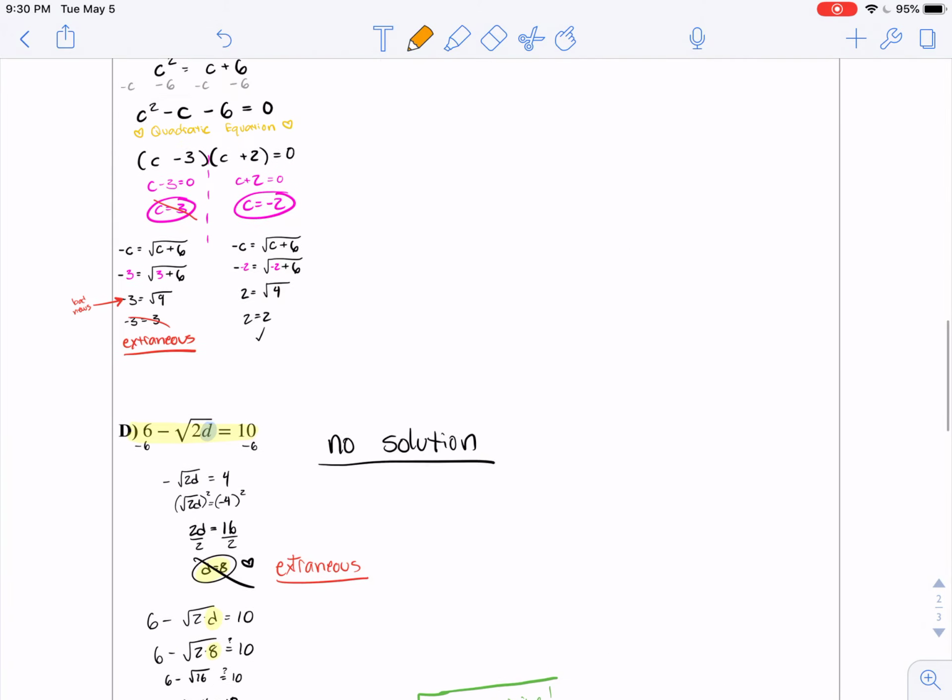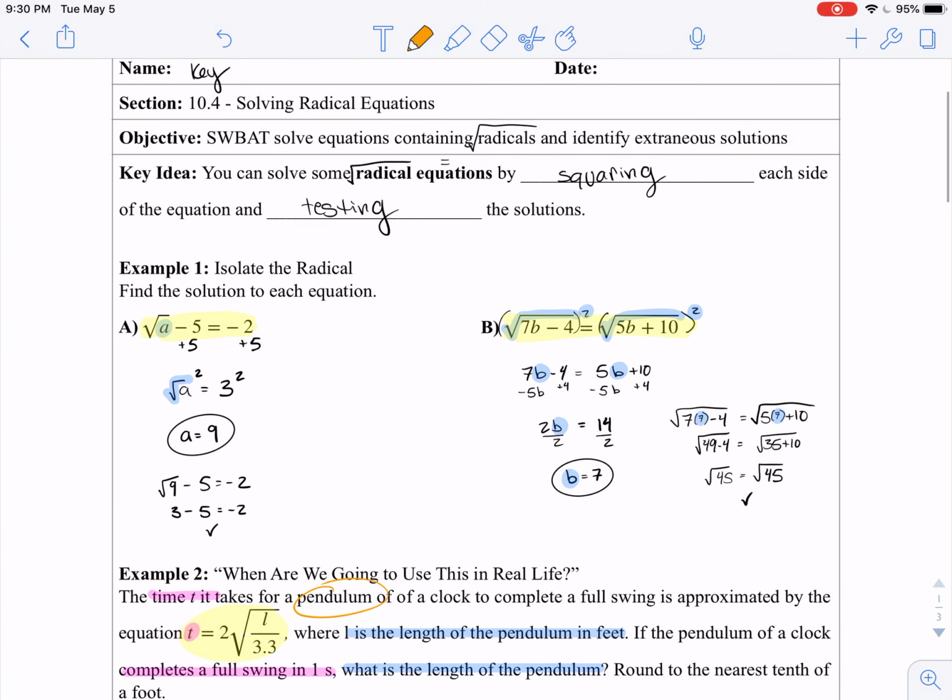Cool. Again, we're going to solve radical equations by squaring on both sides, but you also have to check your solutions to make sure they're not extraneous.